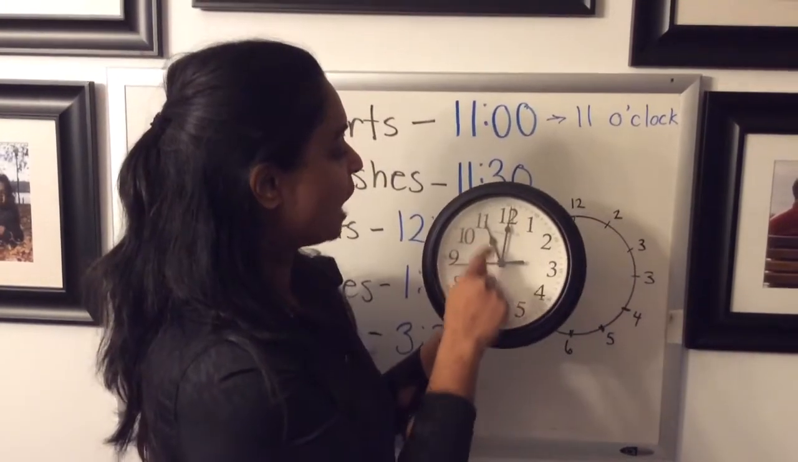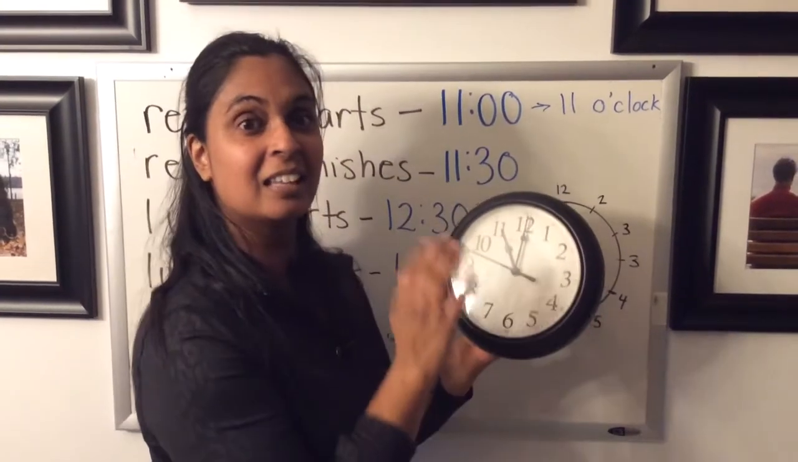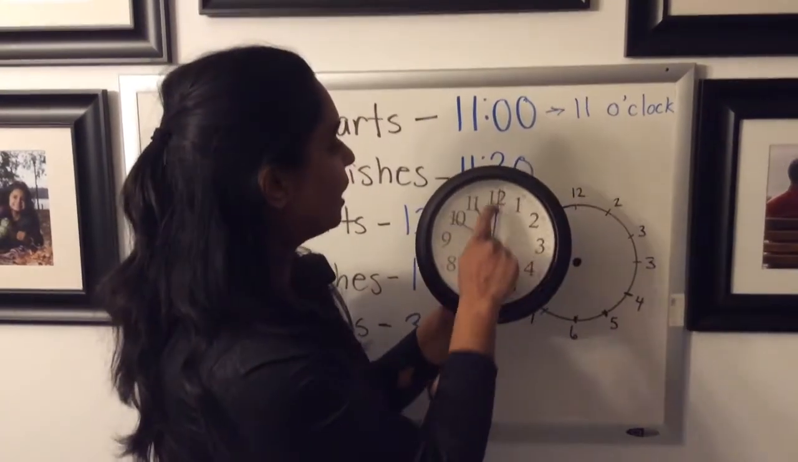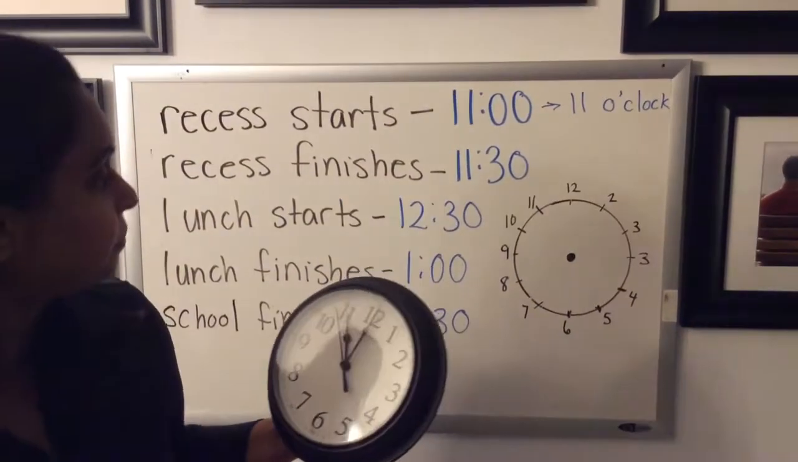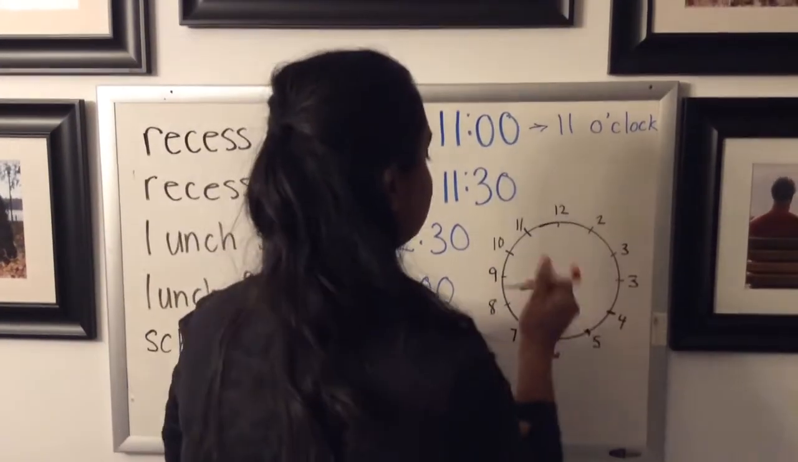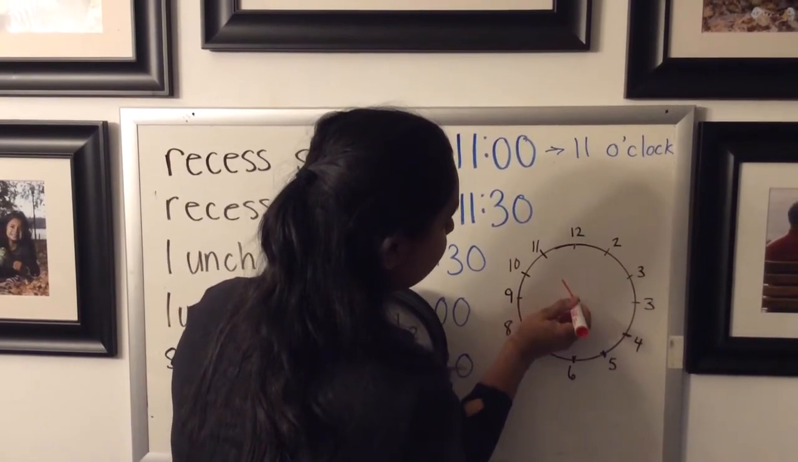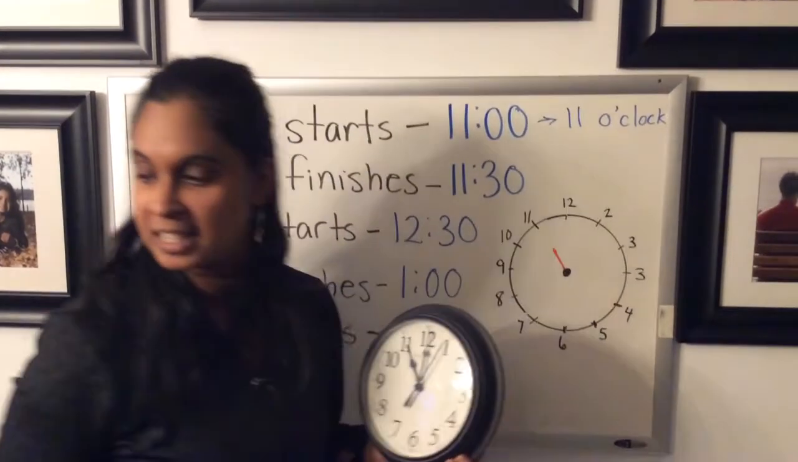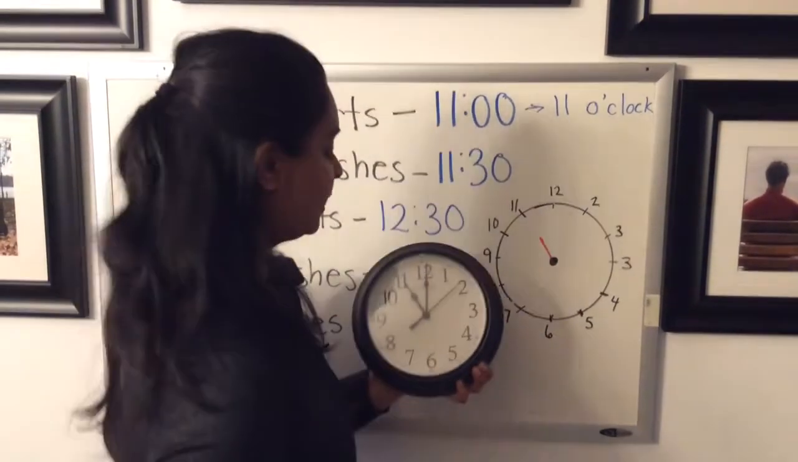And let's look at the hour hand, the short hand, to see what the hour is. Oh, it's at the 11. 11 o'clock. That's what our recess time looks like. So on your clock, you can go ahead and put the short hand pointing right at the 11 for the time that recess starts. So little hand pointing right at the 11.